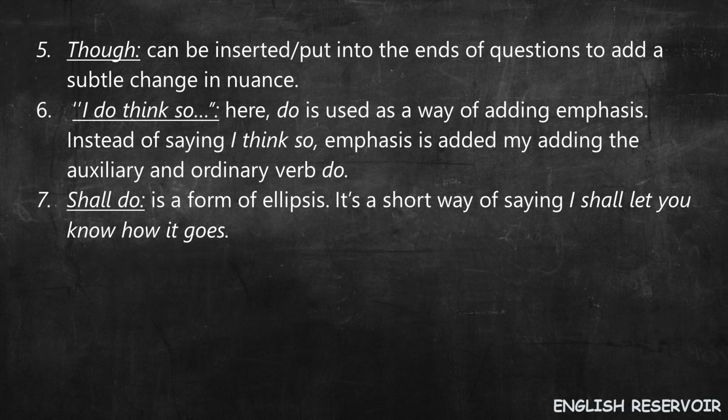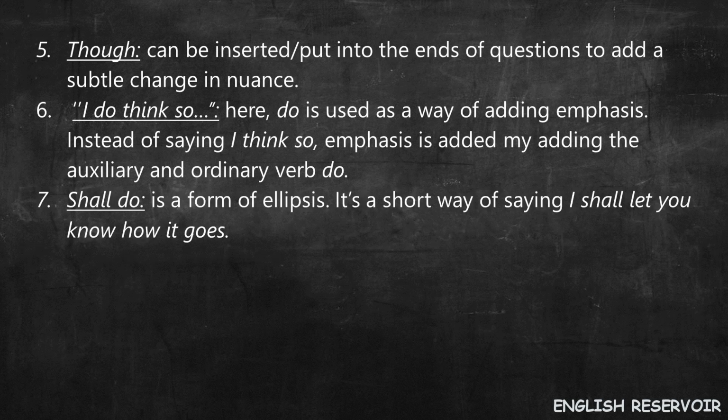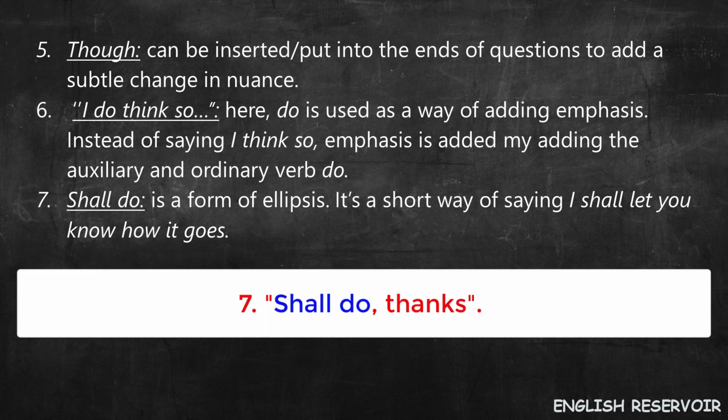6. I do think so. Here, do is used as a way of adding emphasis. Instead of saying, I think so, emphasis is added by adding the auxiliary and ordinary verb do. 7. Shall do is a form of ellipsis. It's a short way of saying, I shall let you know how it goes.